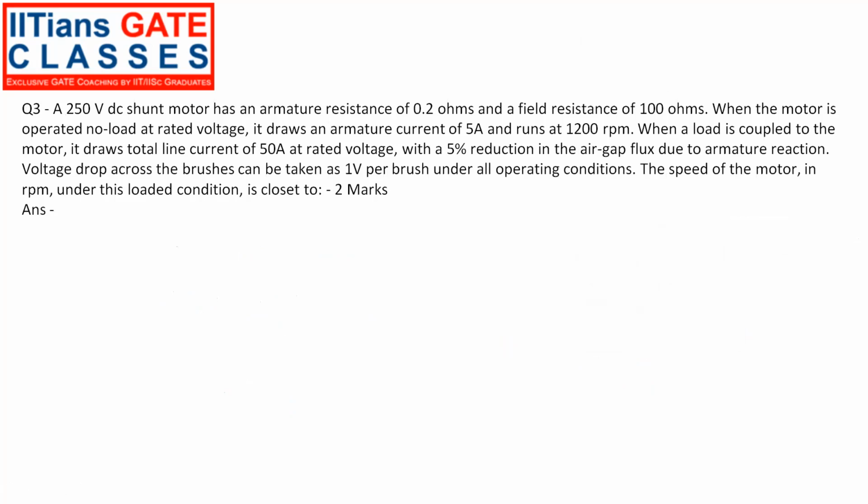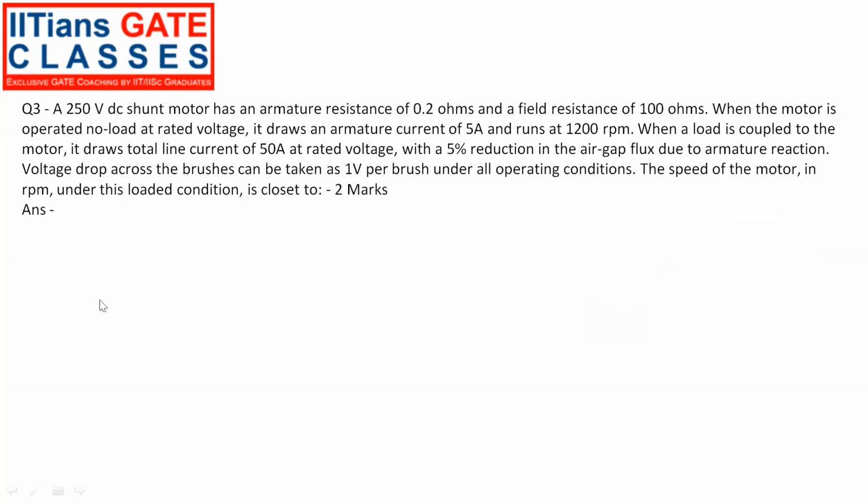When the motor is operated no load at rated voltage, it is drawing an armature current of 5 amps and running at 1200 rpm. Now when the load is connected to the motor, it is drawing a line current of 50 amps at rated voltage, but with a 5% reduction in the air gap flux due to armature reaction. And they have given the voltage drop across brushes as 1 volt per brush. Now they're asking us to find out the speed of the motor under this loaded condition.